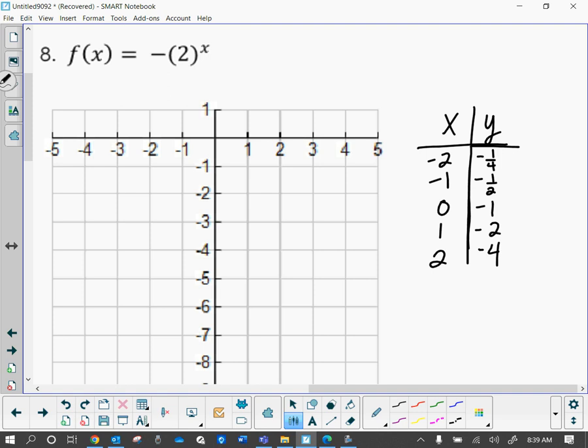Okay, so those are our points. We have negative 2, negative 1/4; negative 1, negative 1/2; 0, negative 1; 1, negative 2; and then 2, negative 4. So do your best, make your curve.